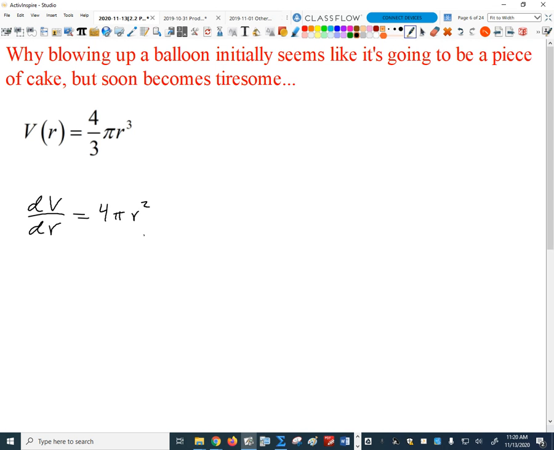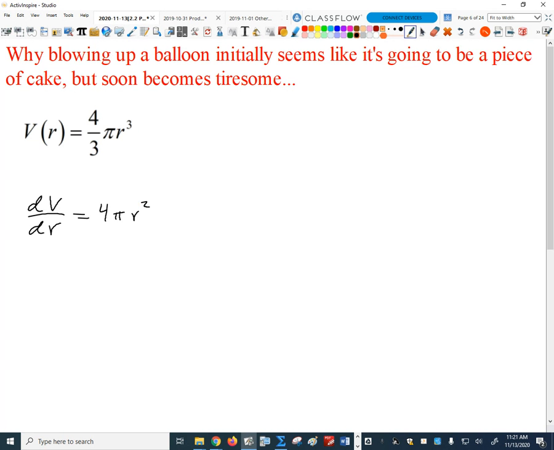Well, what does that mean? The rate at which the volume is changing when I increase the radius by a certain amount is going to increase as the radius increases. So in other words, if the balloon had a radius of 1 compared to a radius of 10, when the balloon has a radius of 10, any change in the radius is going to create a bigger change in the volume, right? That makes sense.